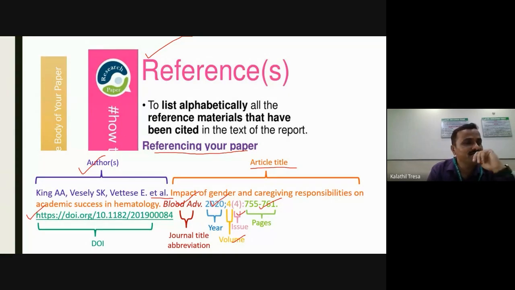Also, there is another system, that is the Harvard system. Apart from this, so many journals have developed their own system, and in the author guidelines, it is provided how to write the references for that particular journal.